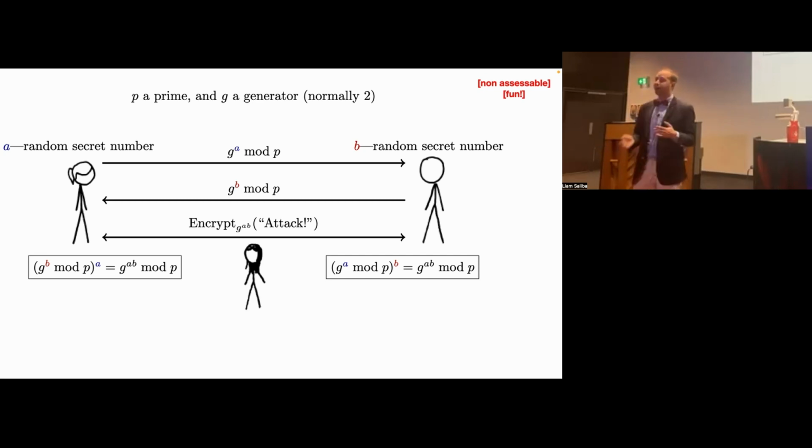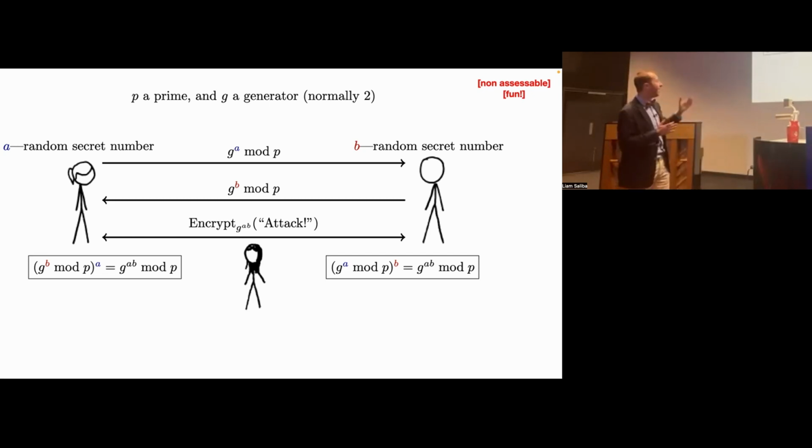Bob receives G to the A mod P from Alice and raises it to the power of B. And then he gets G to the AB mod P. Now Bob and Alice have the same number on either side, but the only thing that Eve has seen is these large numbers in the middle, G to the A mod P and G to the B mod P. It is a hypothesis that it is computationally very, very difficult to go from G to the B mod P and figure out what B is, or to go from G to the A mod P and figure out what A is. This is the problem of the discrete logarithm. We're trying to figure out, given G to the A mod P, what A is.